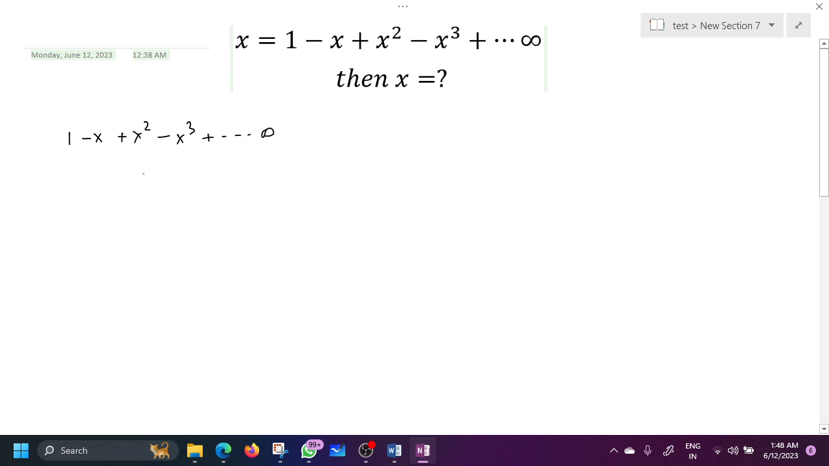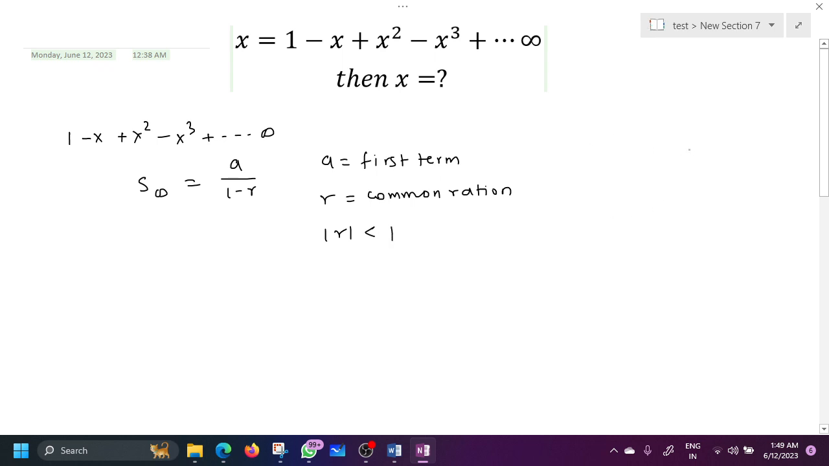So this is a sum of infinite terms of a geometric progression, and we know a formula which says that the sum of infinite terms of a geometric progression is a upon 1 minus r, where a is the first term and r is the common ratio. And there is a condition which must be met, which is mod r, the absolute value of r, should be less than 1. What does it mean?